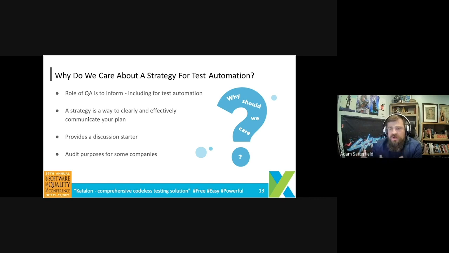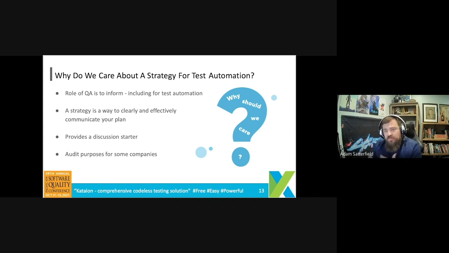As well as, strategy is a way to communicate, right? A lot of times we use strategies to communicate. We'll talk about here in a little bit what a strategy really is. Is it a document? Is it a PowerPoint? Is it a diagram? We'll talk about that here in a minute. But each one of those has the ability to communicate what your goals are, what your plan is, and really what your objective is for the reason why we're even doing test automation in the first place.